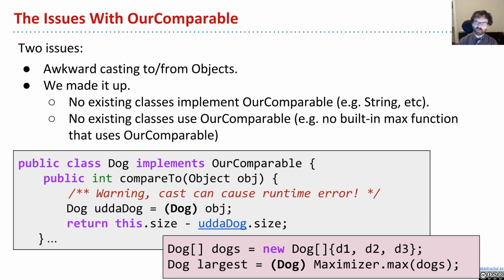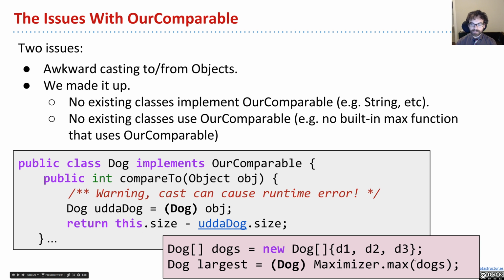The first problem is this strange casting we have to do. If we look at the compareTo method of the Dog class, we had to take the object that was given to us and cast it to Dog before we can get the size. And that just makes the code a little ugly. Ideally, we don't want casts in our code.